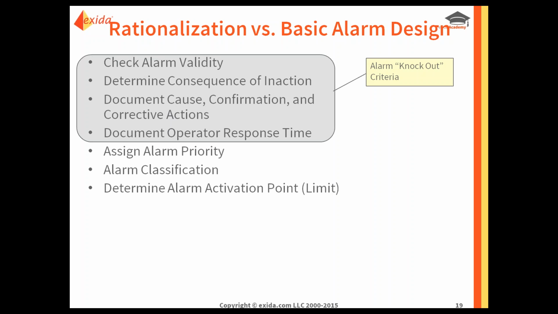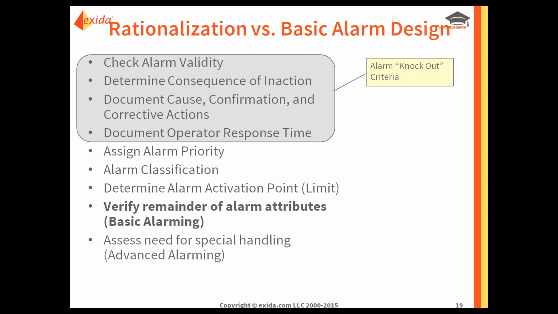Review the alarm limit, or the alarm set point. And then one of the final steps in the process is verifying the remainder of the alarm attributes. A pretty generic statement, but that basically means looking at things like the on-off delay or the deadband to set them as needed. So that's actually a basic alarm design step. The very final step in the rationalization process is assessing the need for special handling, meaning, does the alarm need to be suppressed or have a different limit or priority depending upon the state of the process? So that's advanced alarming.